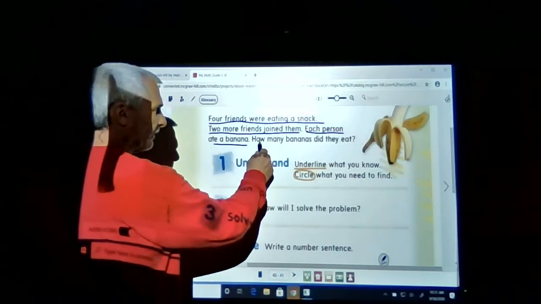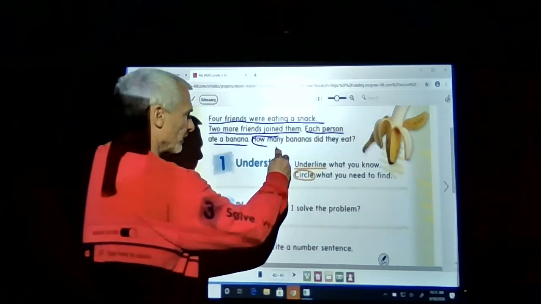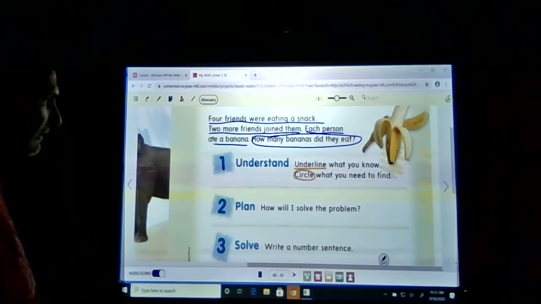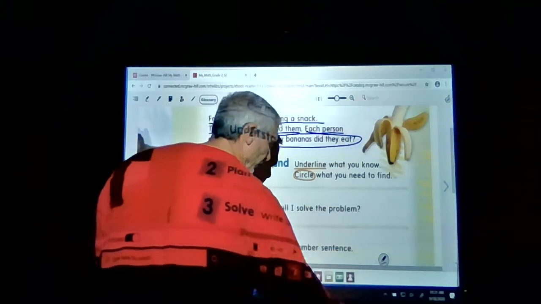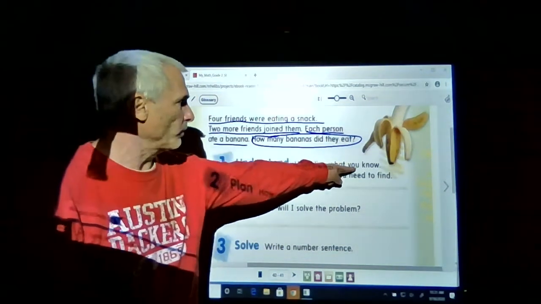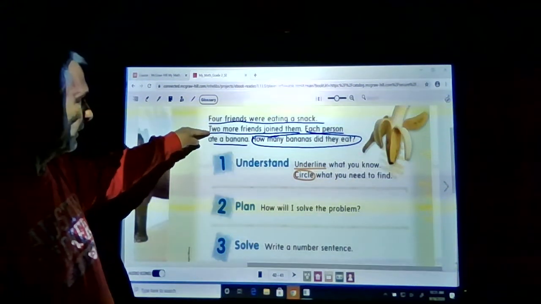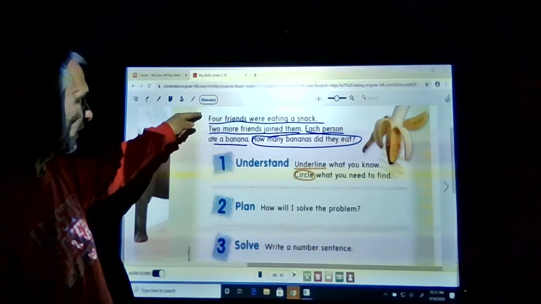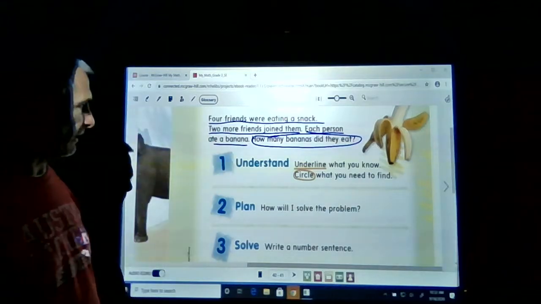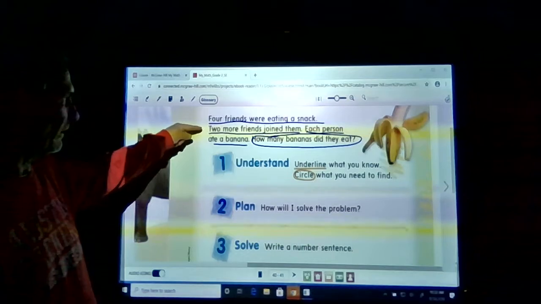Oh, what do you need to find out? How many bananas did they eat? We're going to circle that. That's what we need to find. How many bananas did they eat? Let's look back now, and we know 4 friends were eating a snack. That's what we know. We know 2 more joined them. 4, 2 more. That sounds like 4 plus 2. And each of the friends had a banana.